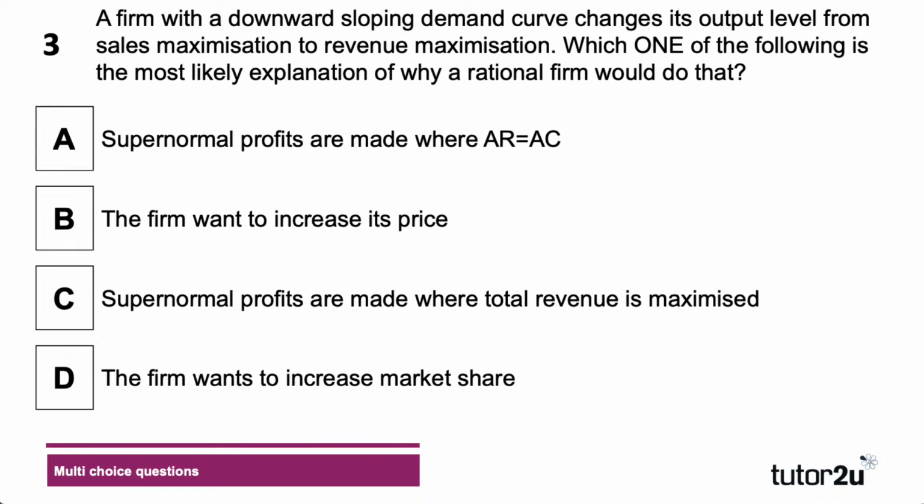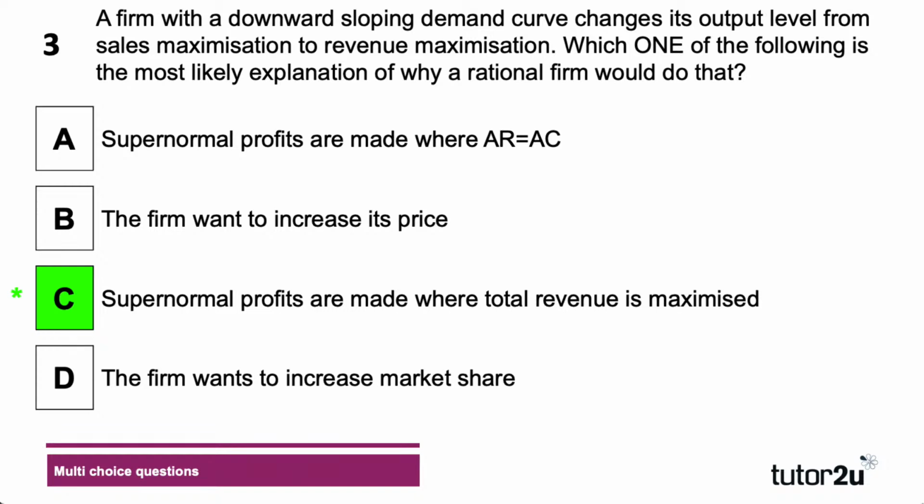Okay, question 3. Have a look at this one about a firm with a downward sloping demand curve changing its output level. Why would they change that objective? Ariane's quick in here again. Oh, we've got some different answers coming up this time. I can see B's and C's and D's. That's interesting. Okay, let's have a look at the correct answer, and it is C.